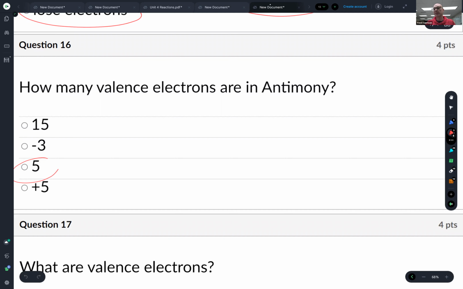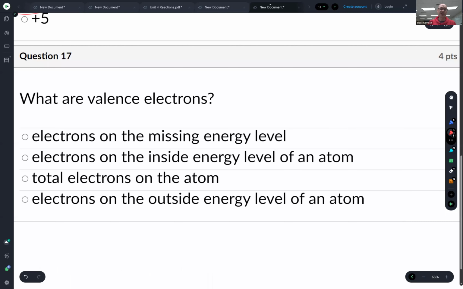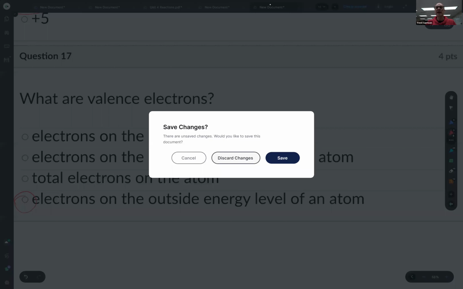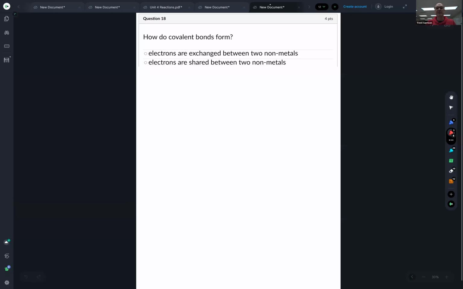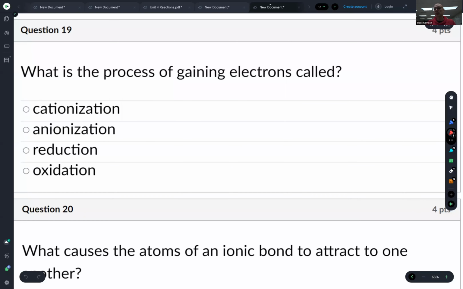It's wanting to get 3 to get a -3 charge. What are those valence electrons? They are the electrons on the outside energy level of any atom. It's very simple questions, basic knowledge. If you've been paying a little bit of attention, you shouldn't have too much difficulty with many of these questions.